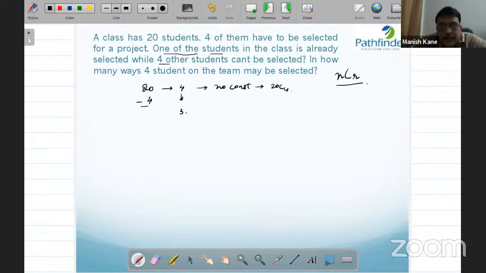And out of 20 students, 4 other students can't be selected. So how many can be selected? 16, and 1 is already selected, so what is remaining is 15. So 4 can't be selected, 1 is already selected. You have 15 remaining students. Of these 15 remaining students, you got to select 3. So your answer must be 15C3. Clear? Alia and Mishtika, have you recognized your mistake? See, one student is already selected, so you don't need to select that.